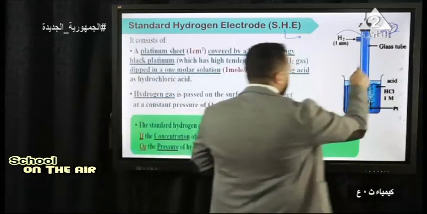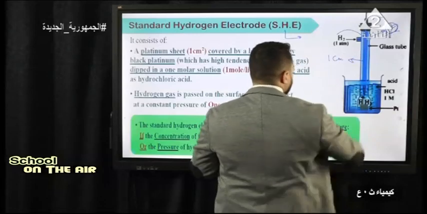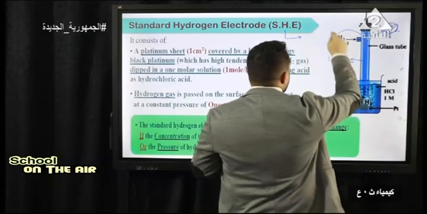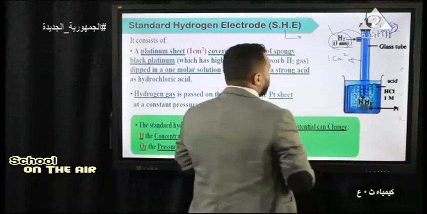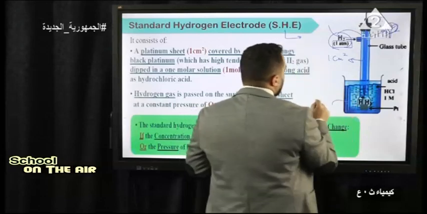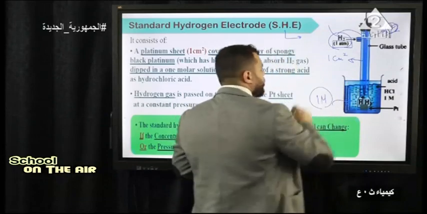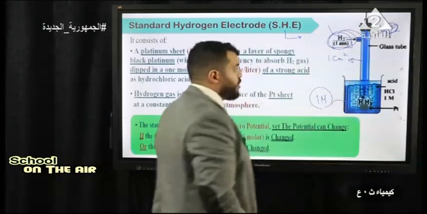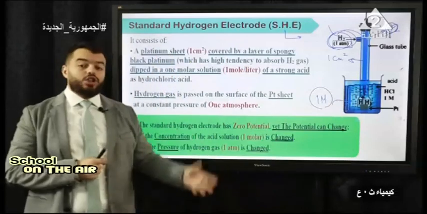The wire will be 1 centimeter square, and the pressure at which you add the hydrogen will be 1 atmospheric pressure, and the concentration of the acid here will be 1 molar. Any change in the concentration or any change in the pressure will change the zero potential of the standard hydrogen electrode.